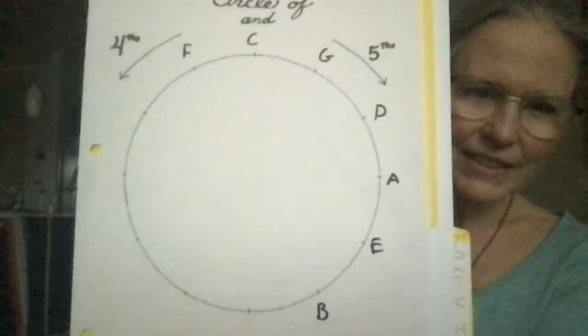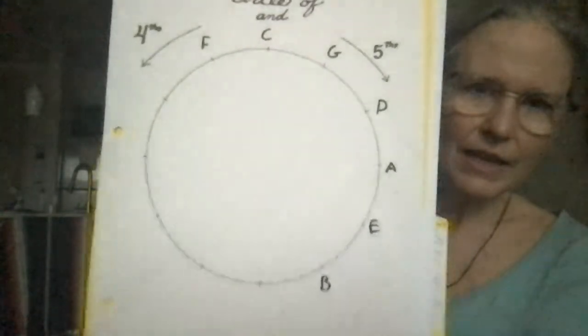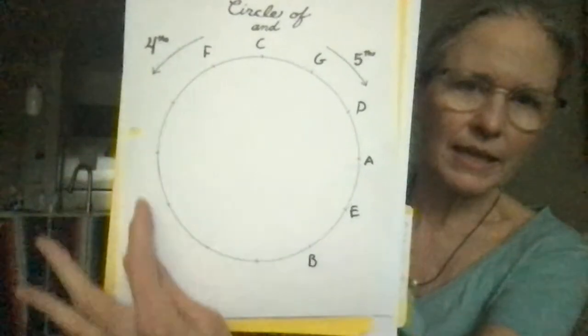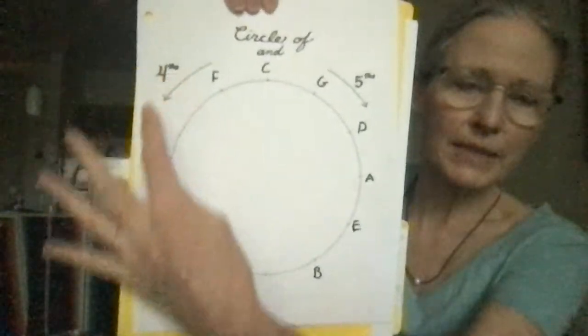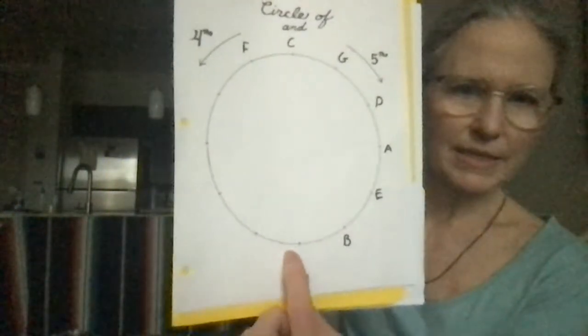So right now it should look like this: B-E-A-D-G-C-F. And then after the F, start again with B and keep writing B-E-A-D-G until you run out of space down here with G. And you might want to write G just a little to the left.